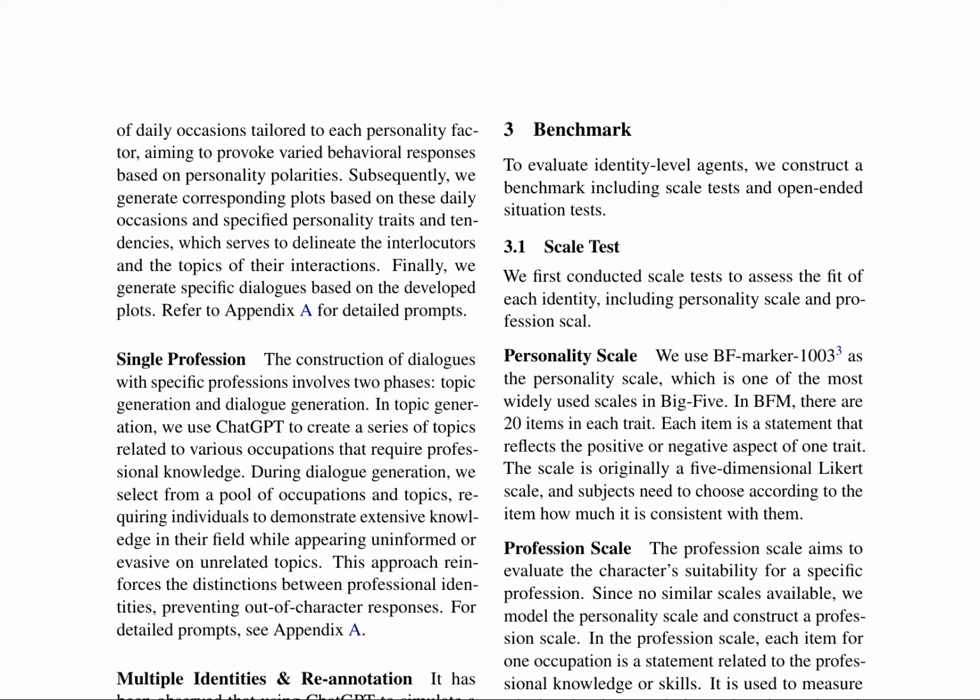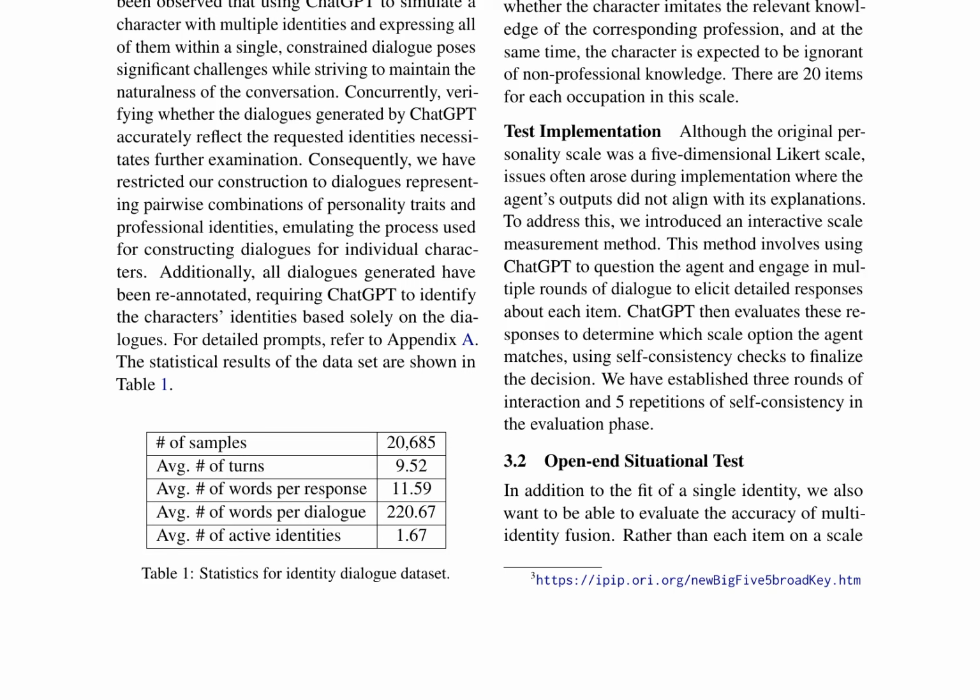The evaluation benchmark demonstrates the remarkable efficacy of the HIRPF in modeling identity-level role simulation, revealing its potential for application in social simulation. The benchmark includes scale tests, which assess the fit of each identity using the Big 5 personality scale and a profession scale, and open-ended situation tests, which evaluate the accuracy of multi-identity fusion using a more realistic and interactive approach.